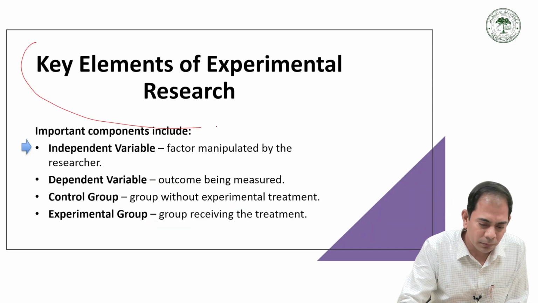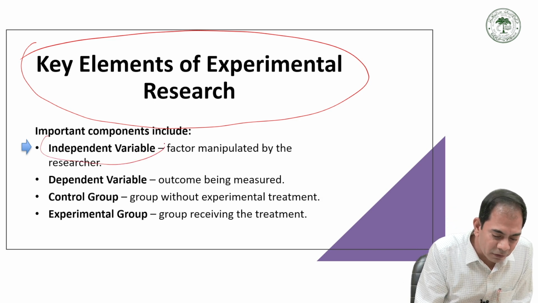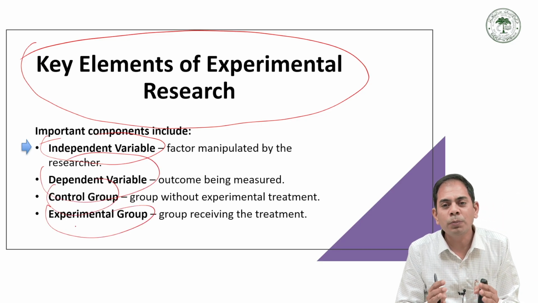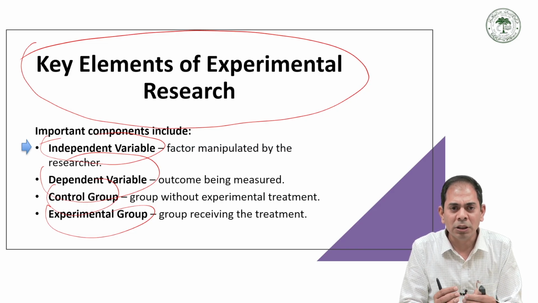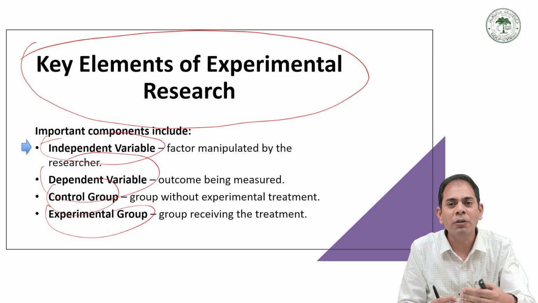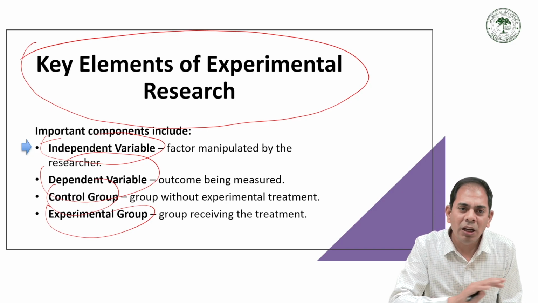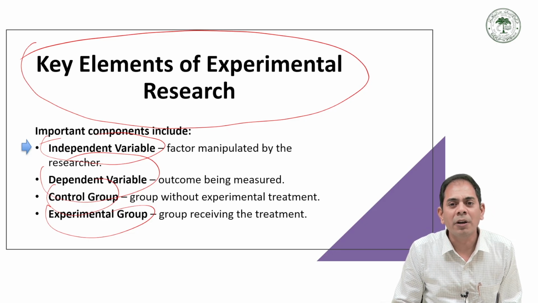Here are some key elements of experimental research. The first important things are the independent variable, dependent variable, control group, and experimental group. All four points play a very important role in experimental research. These are the key elements of experimental research, which are essential for designing any kind of experiment. The first element is the independent variable.